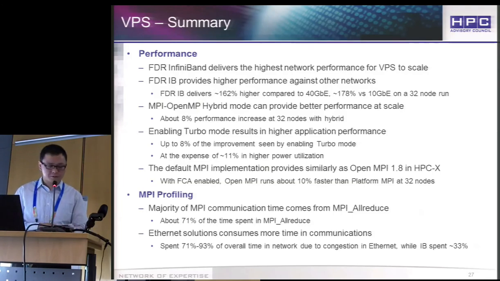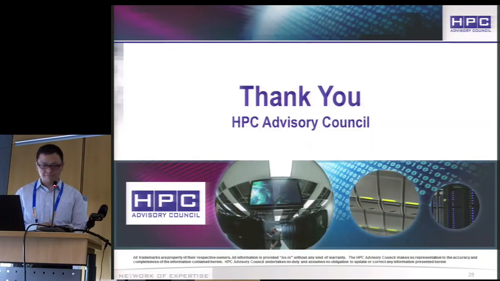With FDR InfiniBand, we were able to show better performance for VPS to scale. With OpenMPI and the tuning, we were able to see about 10% performance gain using FCA, and in the hybrid mode, as you scale to 32 nodes, you will see some benefit of doing it. So this pretty much wraps up what I want to talk about.